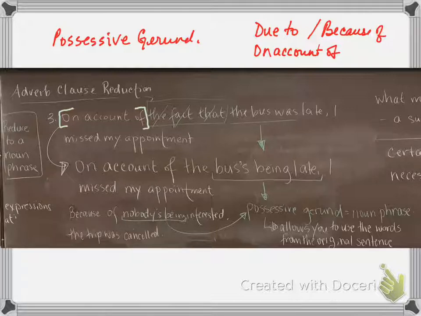All right, so now we're going to get rid of the fact that, okay, and we're going to get rid of the subject and the verb, but we can't just say on account of late, because we don't know what was late. Okay, so how we can do that is by creating this possessive gerund. Okay, on account of the bus's being late, I missed my appointment.